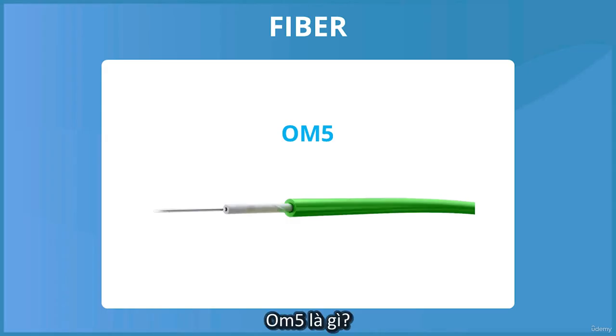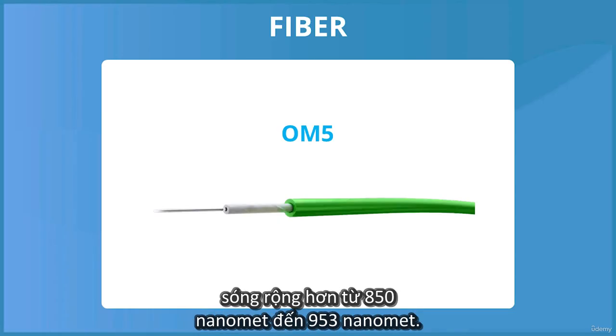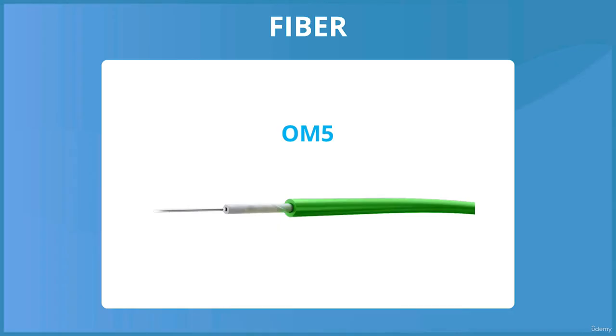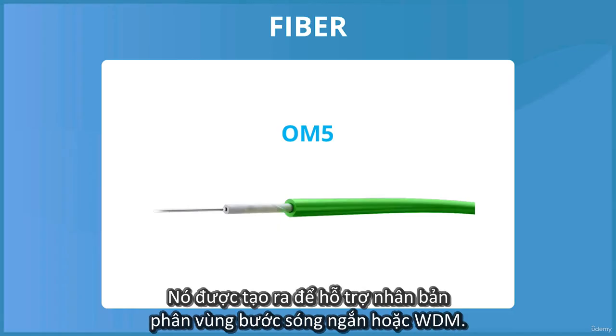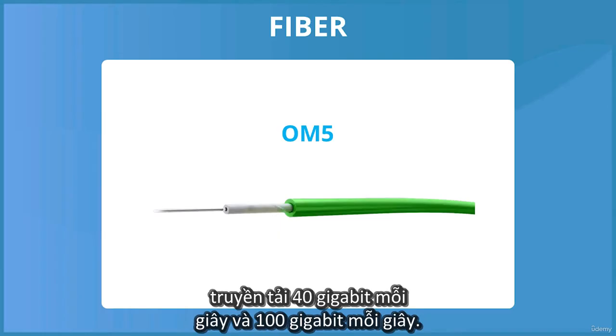What is OM5? According to ISO/IEC 11801, OM5 fiber defines a wider wavelength range from 850 nanometers to 953 nanometers. It was created to support short wavelength division multiplexing, or SWDM, one of the many new technologies developed for 40 gigabit per second and 100 gigabit per second transmission.